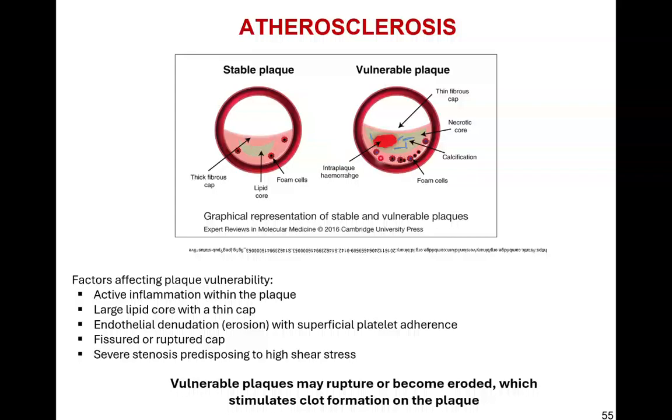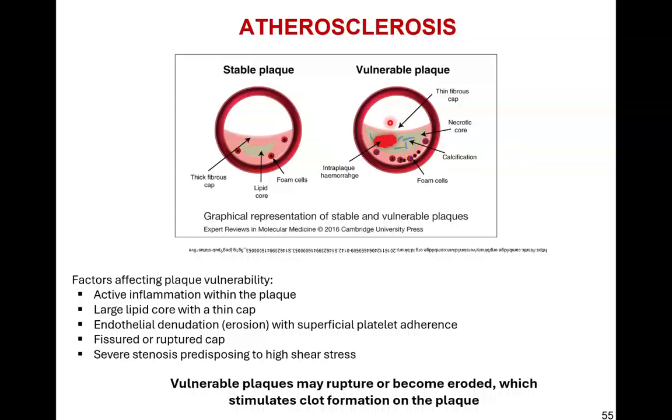If you've got an unstable plaque, or a vulnerable plaque, it tends to have a huge lipid core and a thin cap. And so when you have high stress, so if this person is hypertensive and you've got something like high shear stress, this cap is susceptible to rupture, because eventually this cap can erode or rupture, revealing what's beneath, and that can precipitate the formation of a thrombus or clot.